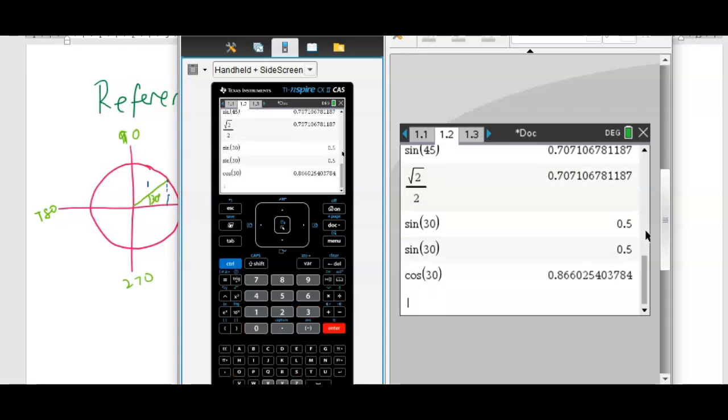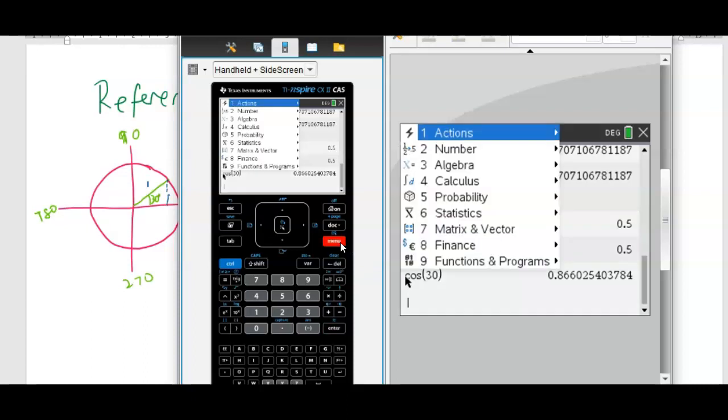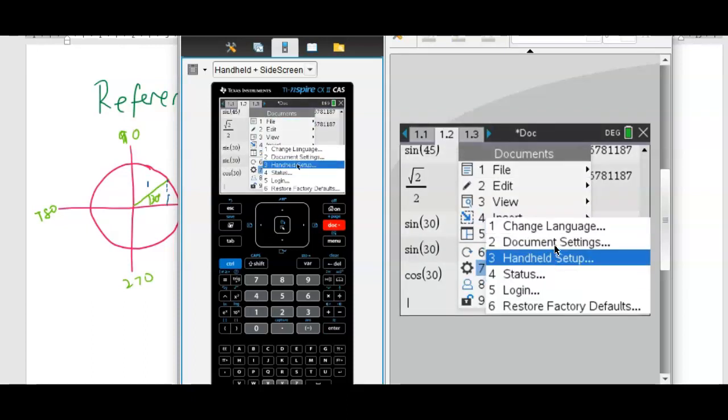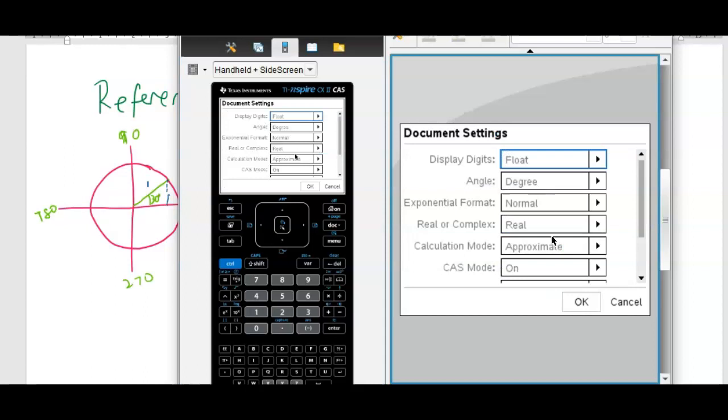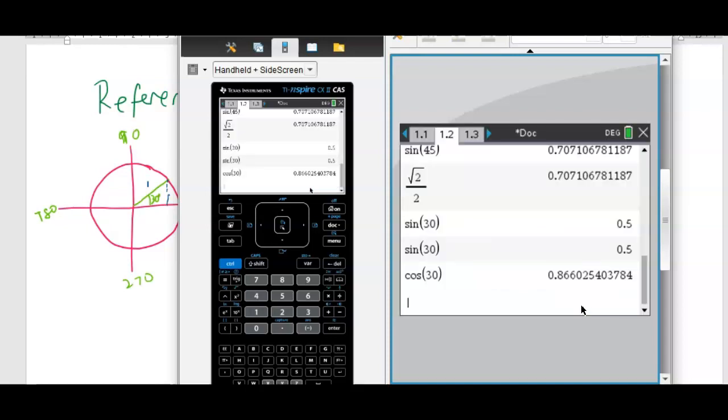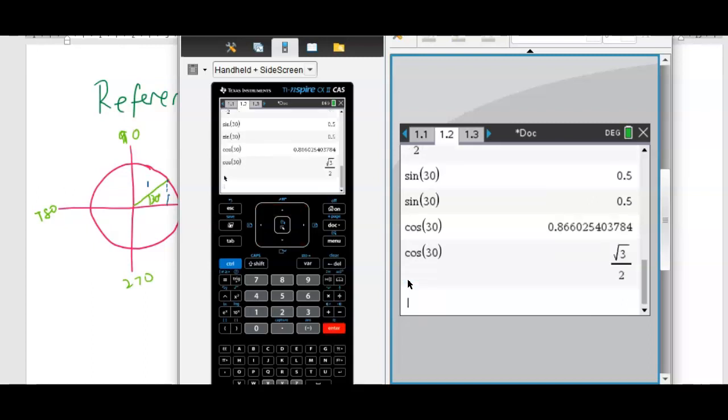I know what that is because I've done trig functions for a while, but you get this answer here. Now, if you want to work in exact values, don't press that button, press your document settings, and just change your calculation mode into exact, and that'll make it a bit nicer for us. So if I just scroll back up, we get root 3 on 2.